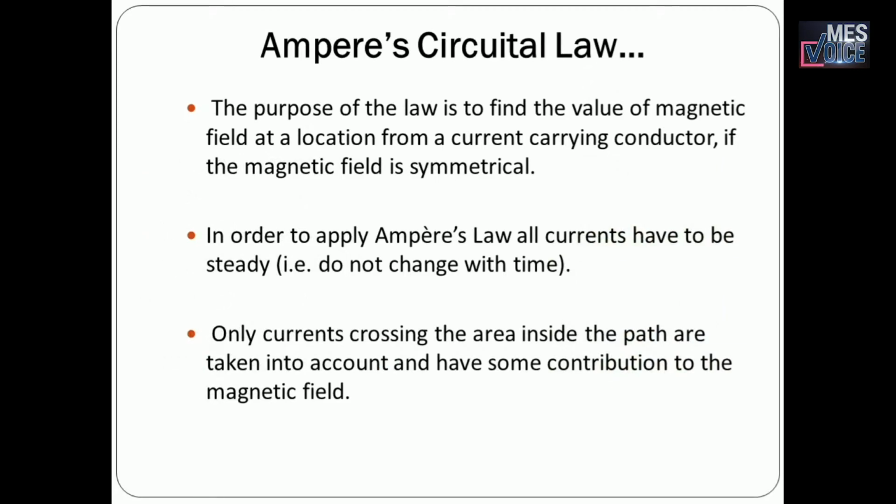The purpose of the law is to find the value of magnetic field at a location from a current carrying conductor if the magnetic field is symmetrical. In order to apply Ampere's law, all currents have to be steady, that is, currents do not change with time. Only currents crossing the area inside the path are taken into account and have some contribution to the magnetic field.